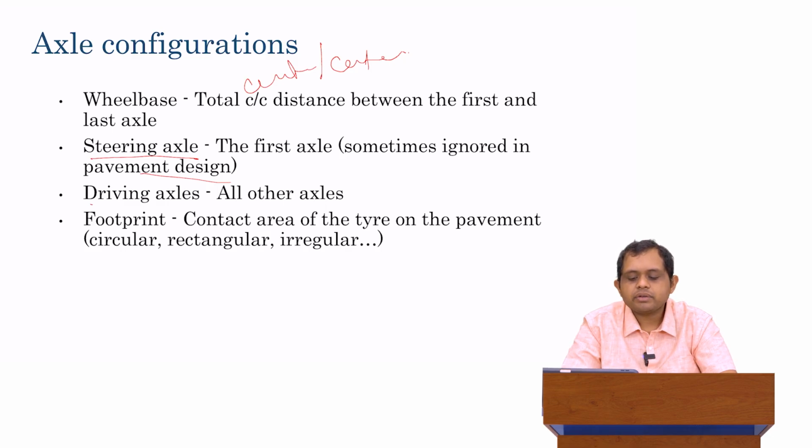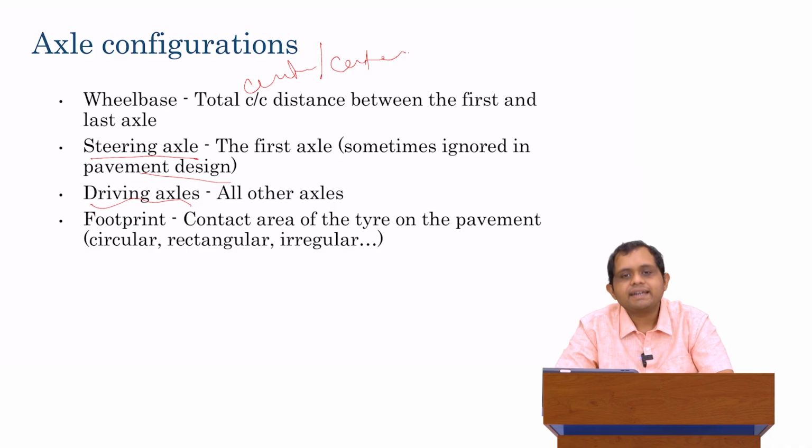The other axles, by the way, are sometimes called driving axles. Sometimes you'll also hear the term rear axles. So steering axle, driving axles. And finally, footprint is the contact area of the pavement, of the tire on the pavement.